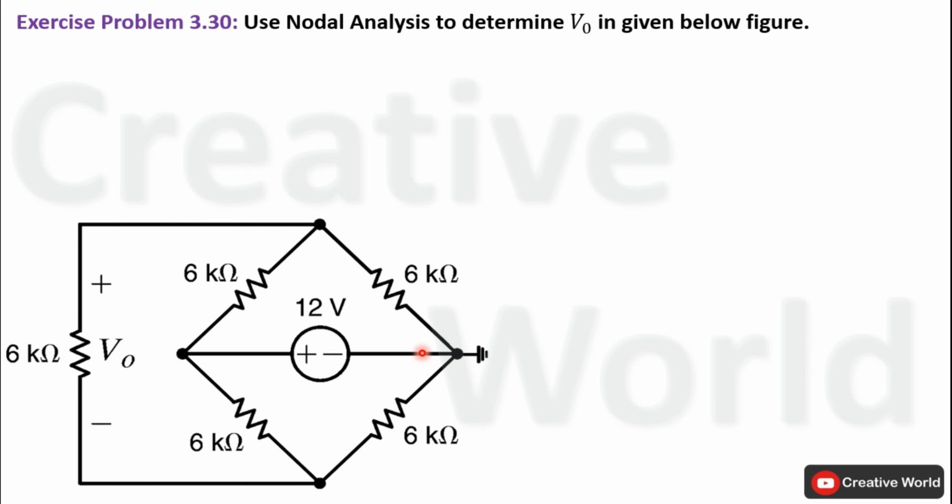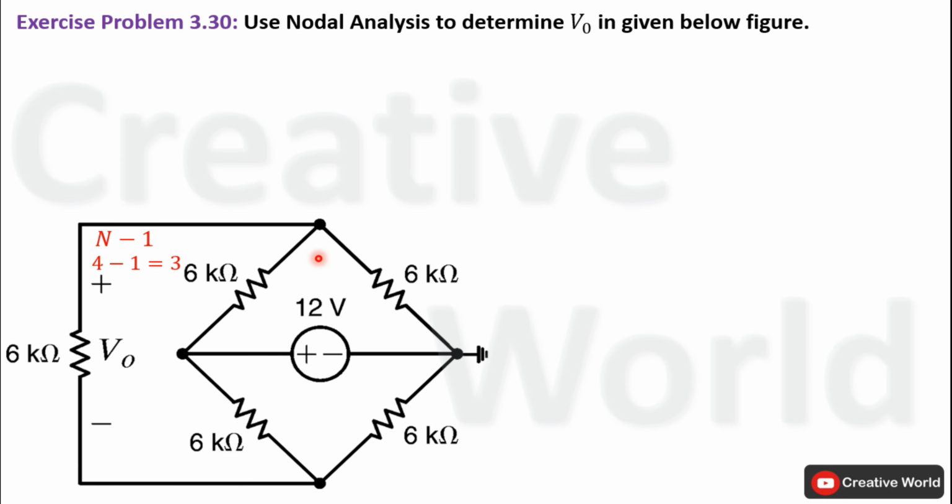In next step, we will find the maximum number of node voltage equations that can be retrieved from this network. We will use this equation. In this equation, n represents number of nodes that exist in the network. In this network, there are 4 nodes, so 4 minus 1 will be equal to 3. So we can retrieve maximum 3 node voltage equations from this network.